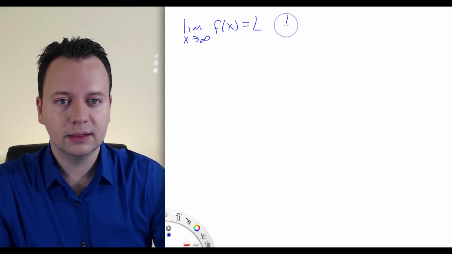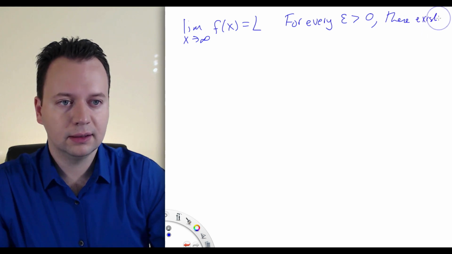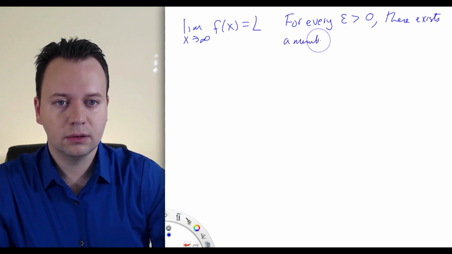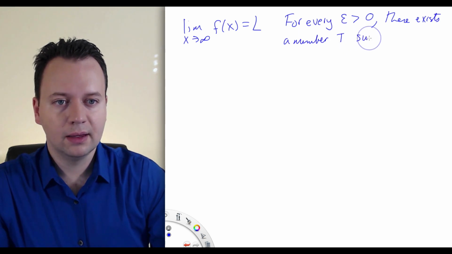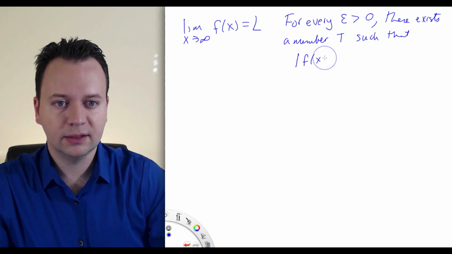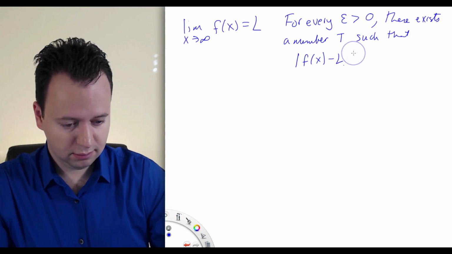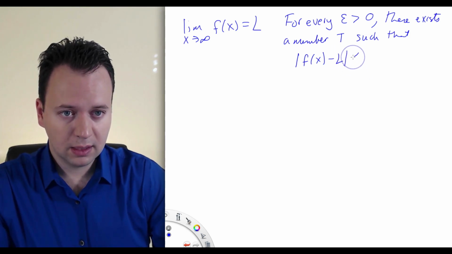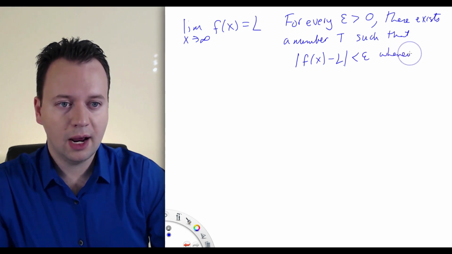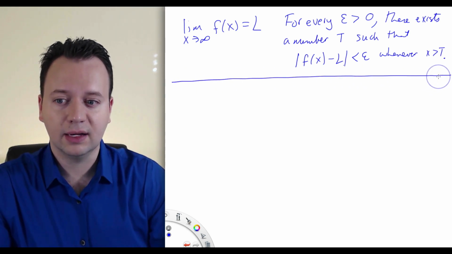So what this means is for every epsilon larger than 0, there exists a number we'll call capital T such that the absolute value of f of x minus L is less than epsilon whenever x is greater than capital T. So this would be the definition of the limit as x goes to infinity of f of x is equal to L.